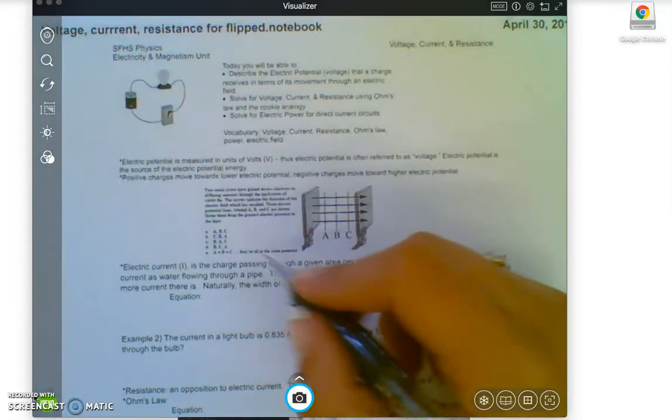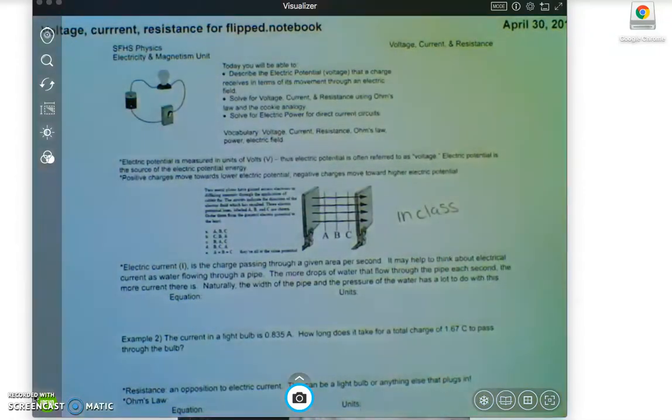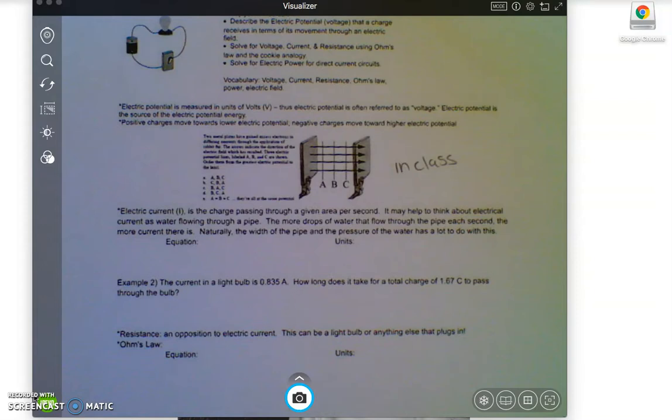This example, this problem right here, we're going to talk about in class. Just make a note. We're going to talk about that at the beginning of next class. All right, I want to get to the analogy, and I want to keep the video short. Hold on one second.